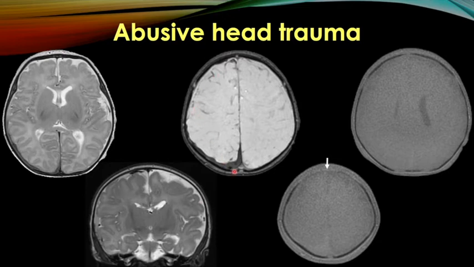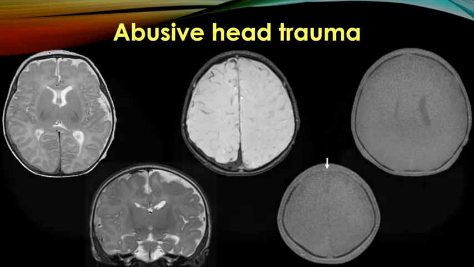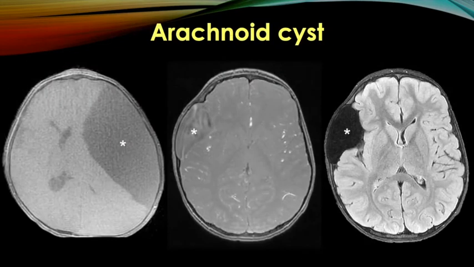And then on the ZTE, you notice that the sutures are a bit too wide. They're too patulous. And this anterior fontanelle is bulging both on imaging and on examination. So these are indications of acutely increased intracranial pressure. Arachnoid cyst, another possible CSF collection.